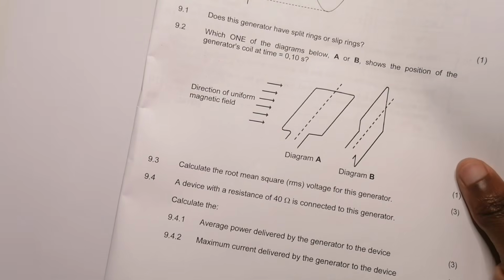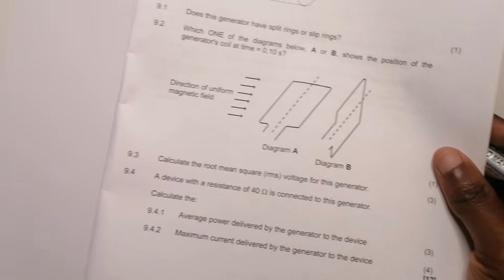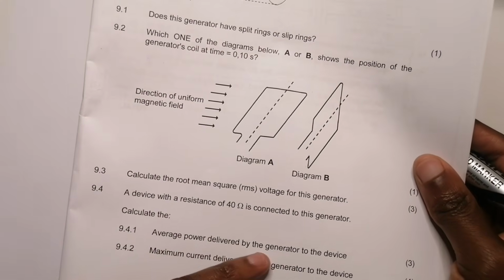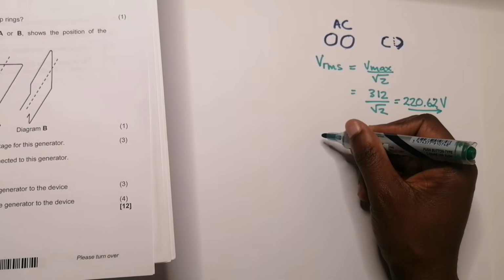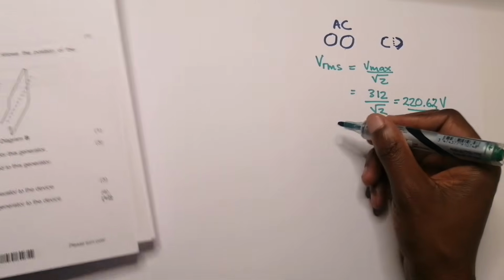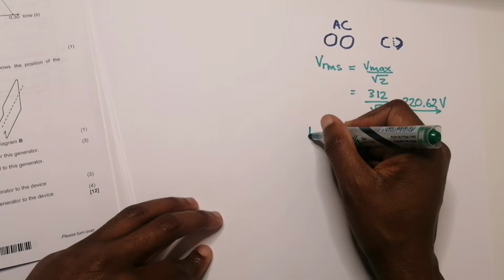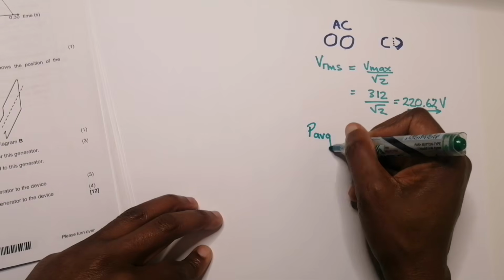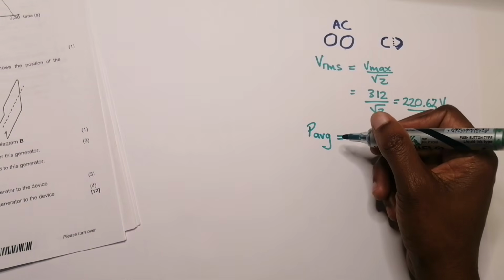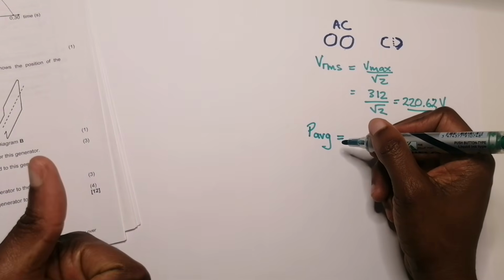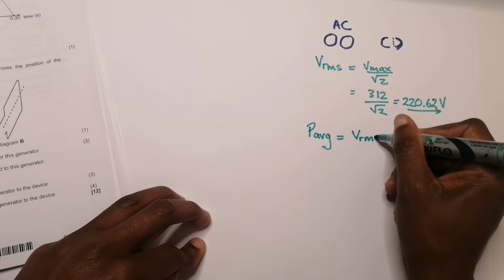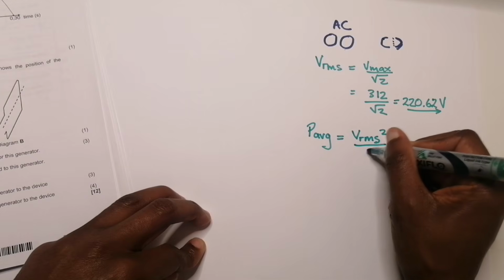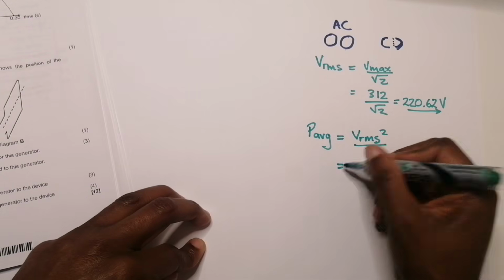So we are connecting a device of 40 ohms, and then they say to you, calculate the average power delivered by the generator. So we've got our RMS value, voltage. We've got the resistance of the device. So we want the average power. So we know P average. We're going to go for that formula that has both voltage and resistance, isn't it? So it's going to be V RMS squared divided by resistance.